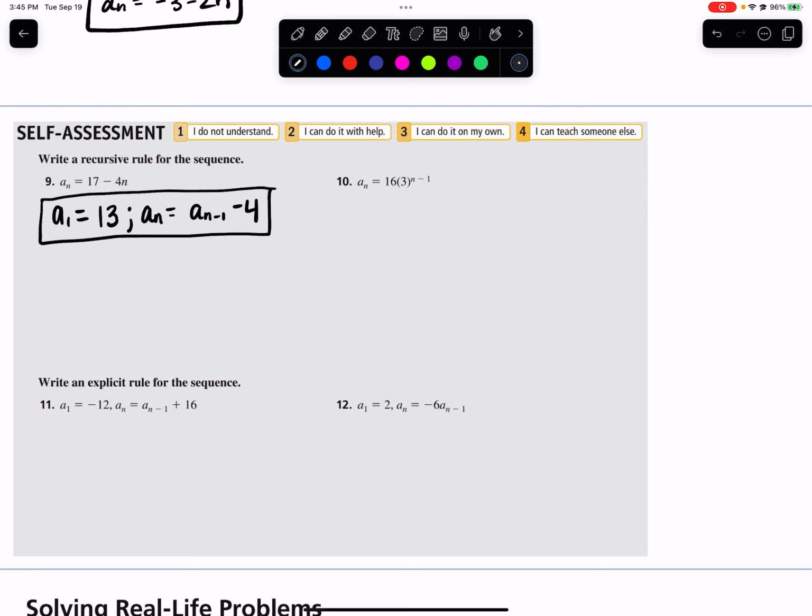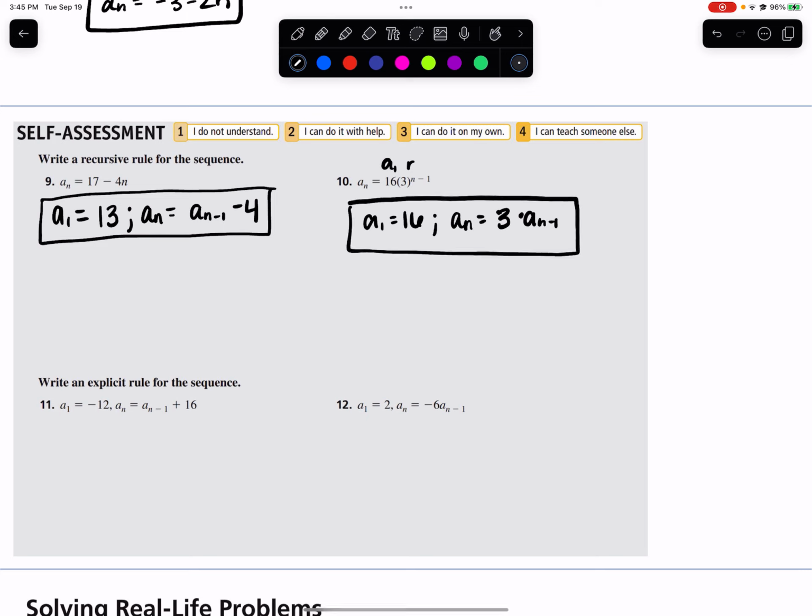All right, number 10. That's your a sub 1 and your r. So a sub 1 is 16. To find any term, you're taking 3 times the previous term. So a sub n equals 3 times a sub n minus 1.